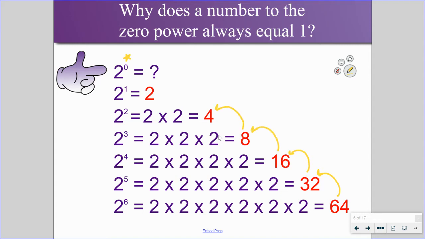Well, it would appear that every time we go the other direction, we are dividing it by 2. 16 divided by 2 is 8. 8 divided by 2 is 4. 4 divided by 2 is 2. Okay, so what is 2 divided by 2?